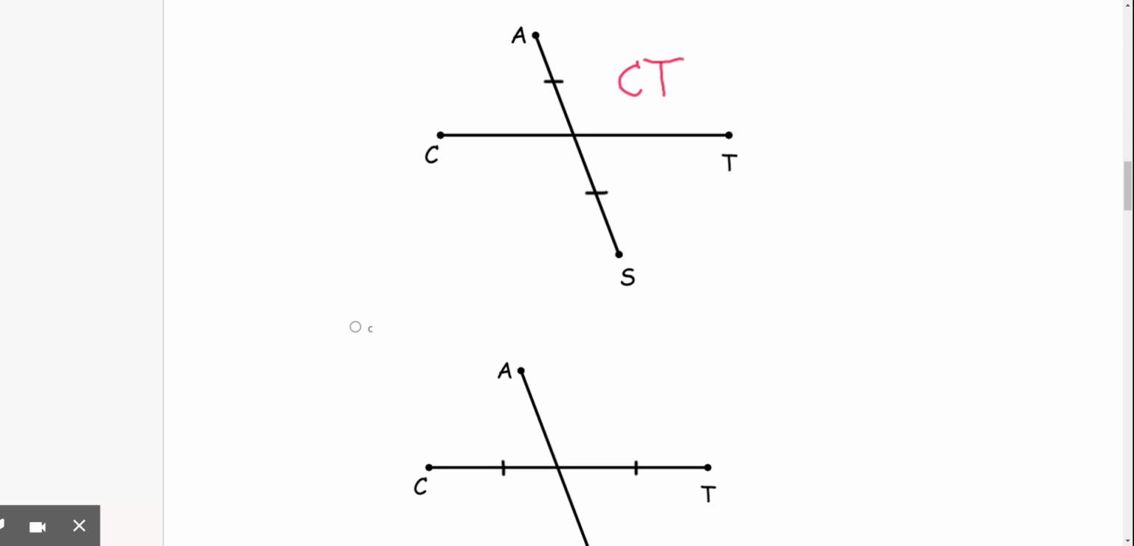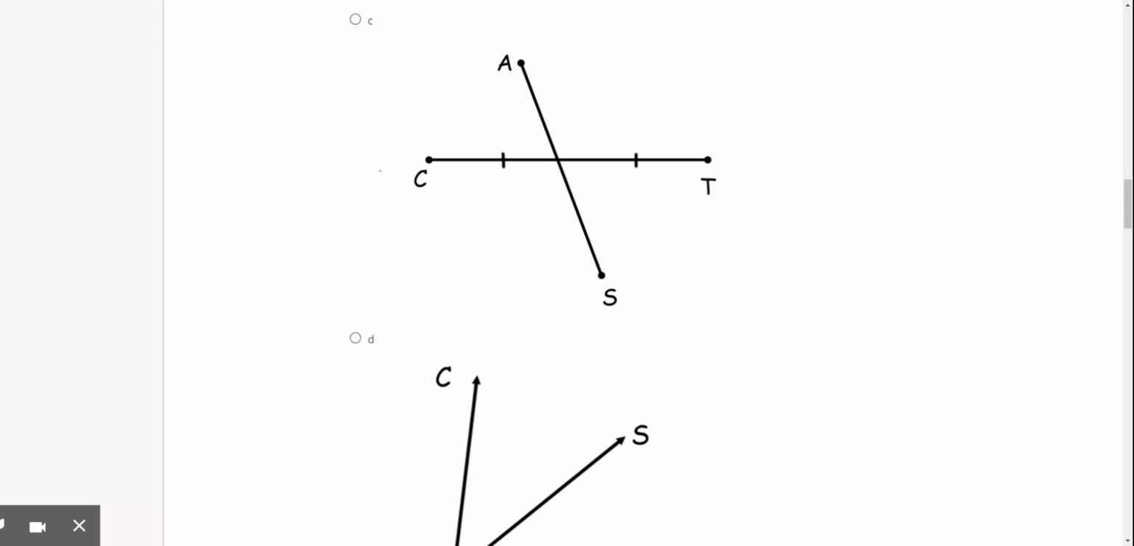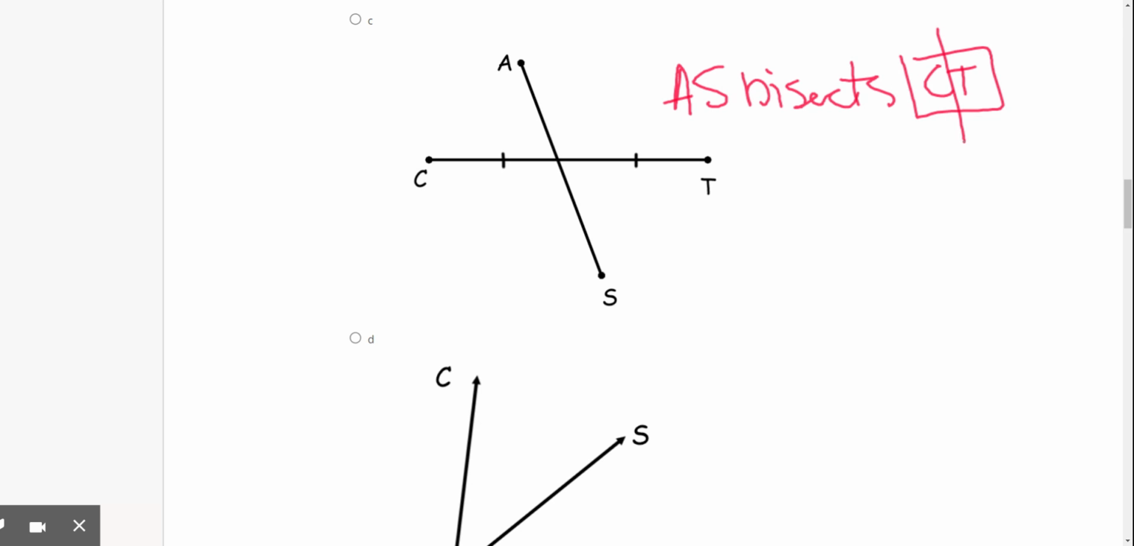Exactly. This would be CT bisects AS. So again, the order matters. The second thing is the thing that's cut in half. So it can't be this one. This one, though, AS bisects CT. CT is the thing we're cutting.